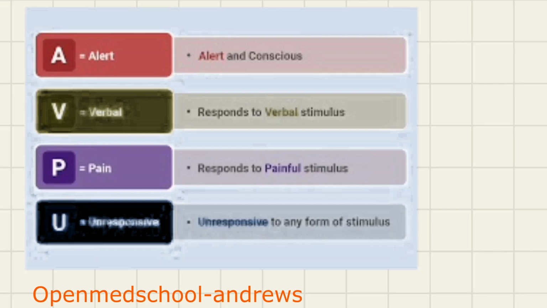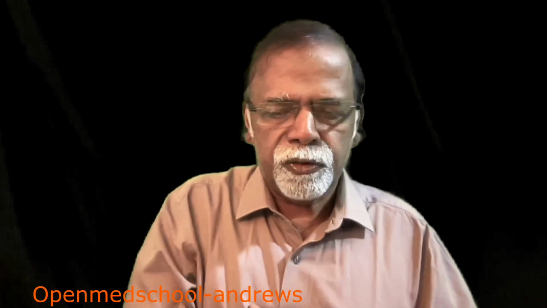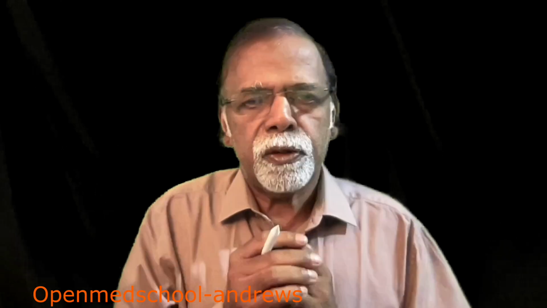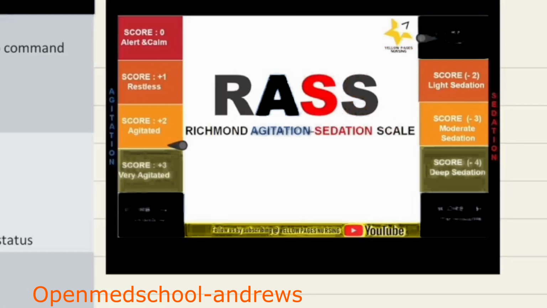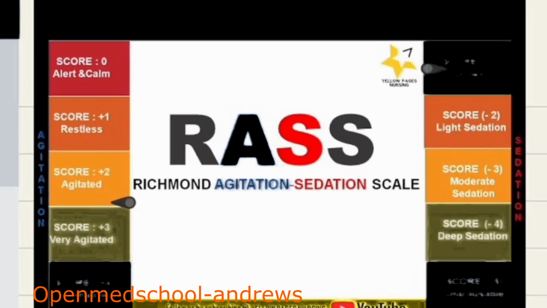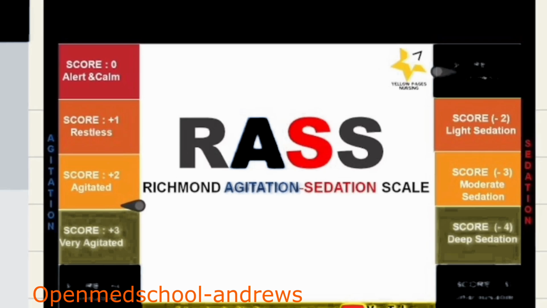Again, there are more extensive scores, which are beyond the scope of today's discussion. One is the FOUR score, and another, for sedation purposes, is the RASS scoring. The FOUR score has eye response, motor response, brainstem reflexes, and respiration. That is another important thing. And the RASS is the Richmond Agitation Sedation Scale. 0 is alert and calm, and the details will be discussed in another session.